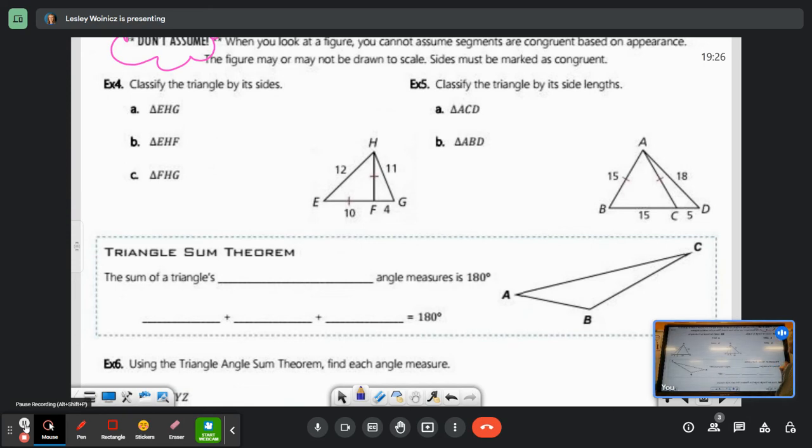Classify the triangle by its sides. Okay, EHG. EHG, that's the big one. Okay, so it's got this whole side looks like a 14, 4 and 10, 4 and 10, and a 12 and an 11. So this one is scalene. Okay. EHF.